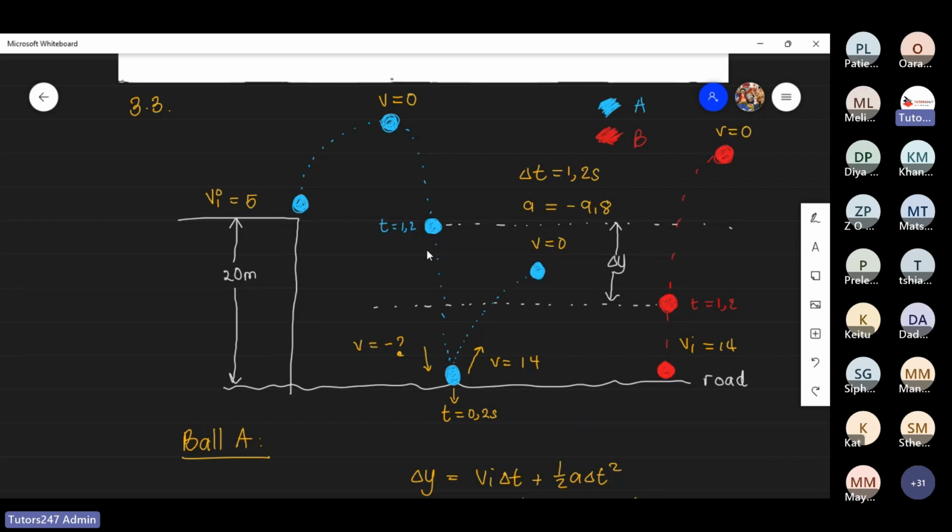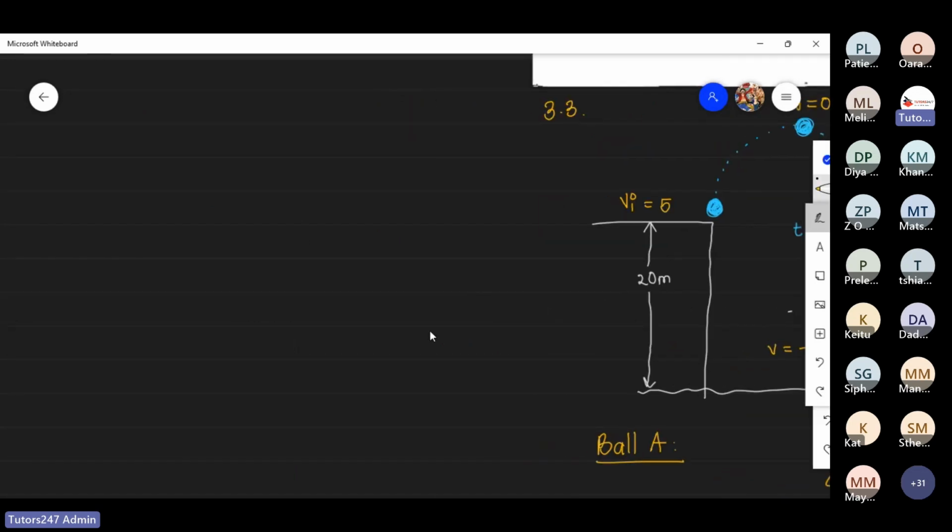So I'm going to repeat that process once more. I am going to calculate the height above the ground of ball A at 1.2 seconds. Next, I'm going to calculate the height above the ground of ball B at 1.2 seconds. Once I'm done with that, I will have both balls' heights above the ground, and I can then calculate. To show you a quick representation of what I'm doing.